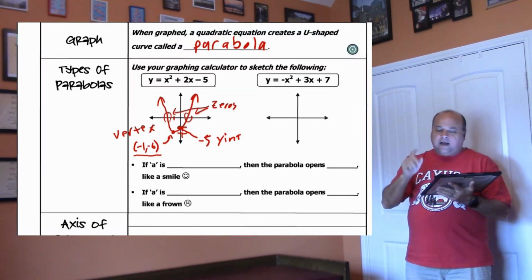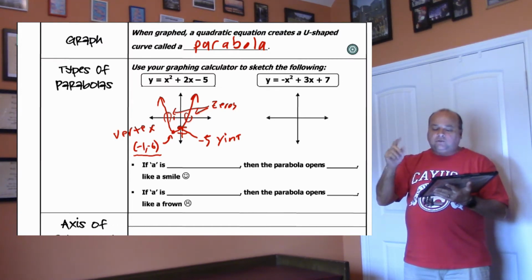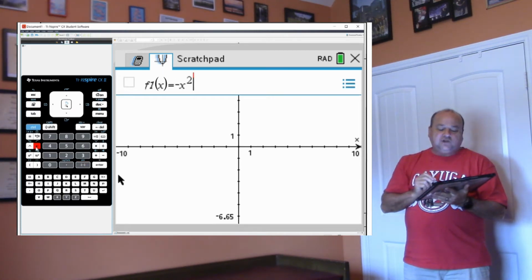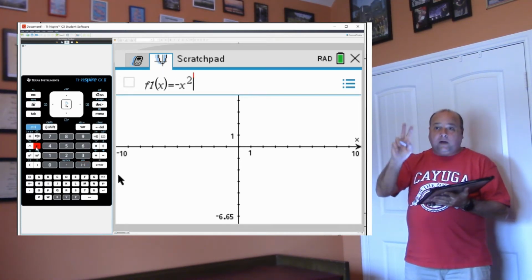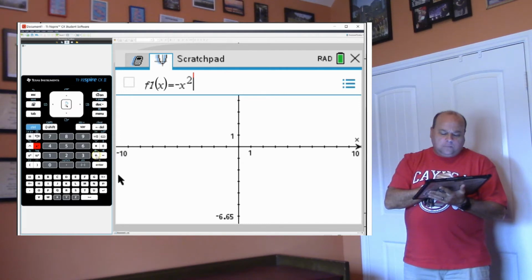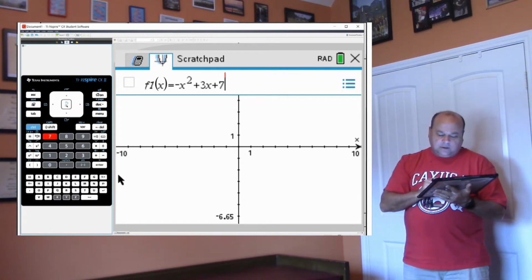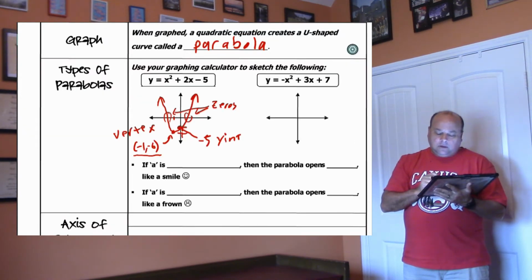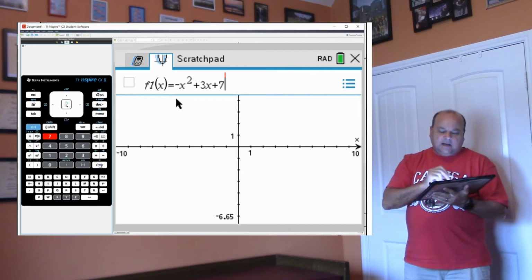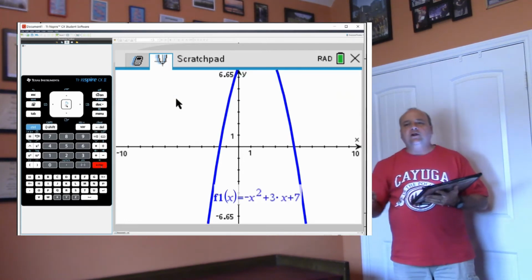And then we're going to do negative x squared plus 3x plus 7. So negative, make sure you hit the negative button, x. The x squared button is to the left of the 4. That's the easiest way to get an exponent of 2. And then plus 3x plus 7. I think that's right. Plus 7? Yeah, plus 3x plus 7. So negative x squared plus 3x plus 7. Hit enter. Wow, I got another parabola.